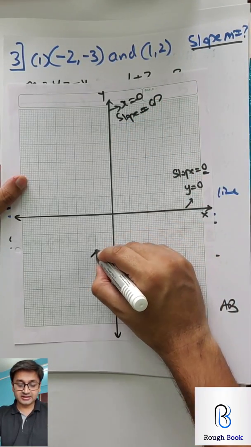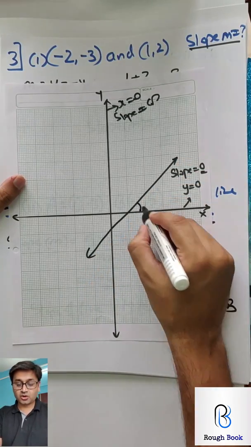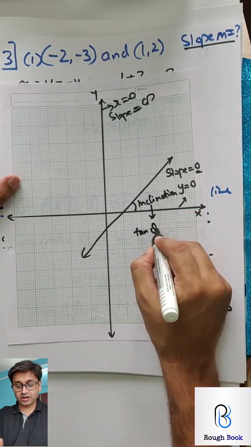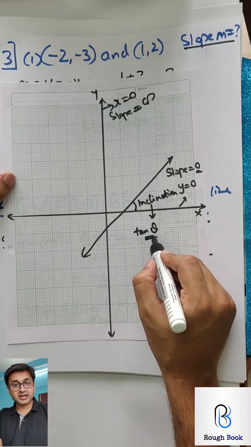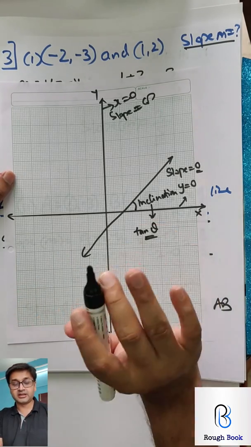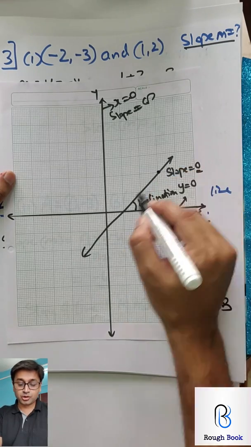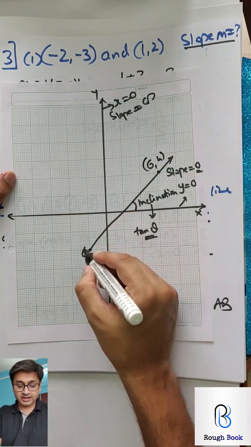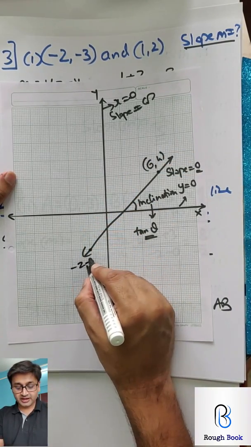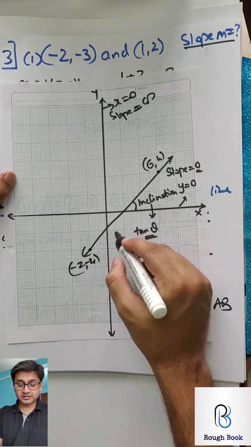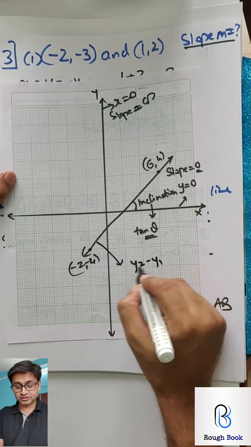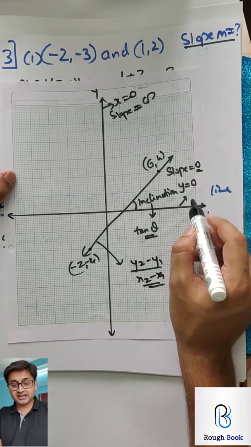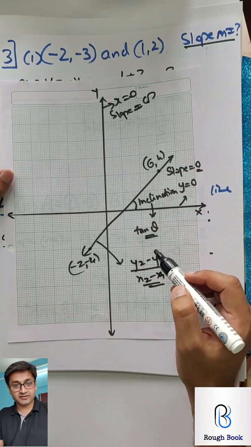If there is a line like this, then this angle is called the inclination, and to calculate the slope from inclination you use tan theta. Whatever this angle is, you put it here, find the value of tan from the table, and that will be the slope. The other method: you should know 2 points. Let's say this point is (2, 4) and this point is (6, negative 4). Then the slope of this line is y2 minus y1 upon x2 minus x1. Clear? Any line parallel to the x-axis will have the same slope, and parallel to the y-axis will have the same slope.